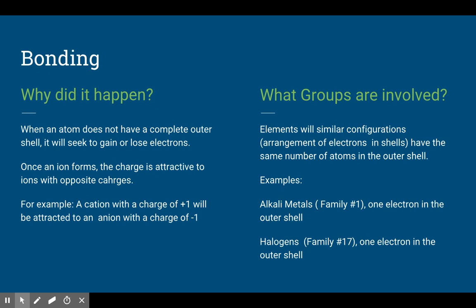Right next door to them on the periodic table, you find what are called the noble gases. The noble gases are inert, meaning they're non-reactive. What we see is their outer shell is filled with electrons. The halogens are so close to being in that same status. They just need one more electron, and so they will try to find that one electron.